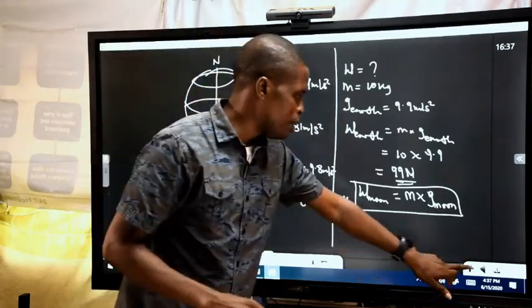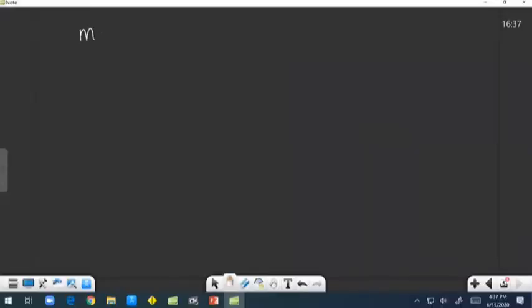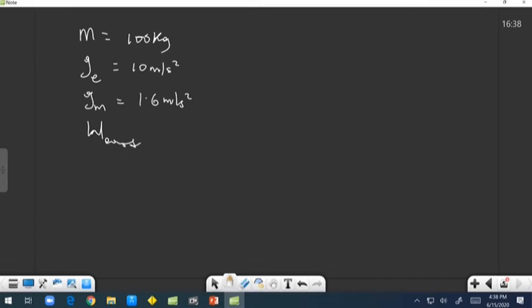Let us consider a body of mass 100 kg that is located on the Earth's surface. g of Earth, let's assume that it is 10 meters per second squared, is taken to the moon. g on the moon is about 1.6 meters per second squared. Let us find the weight on Earth, question mark, and weight on the moon. Let's see how we can get these two.